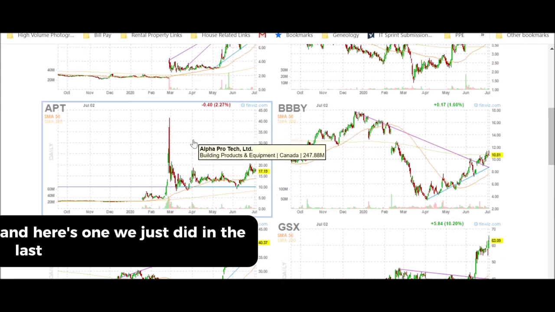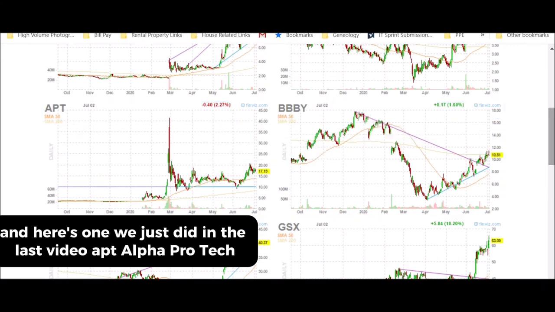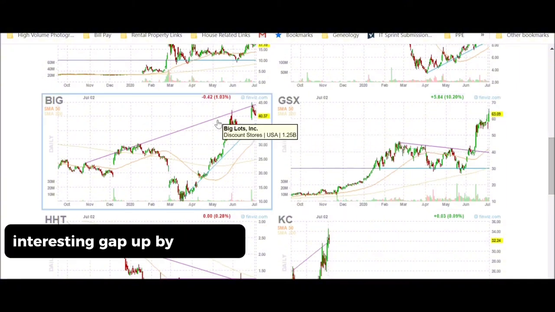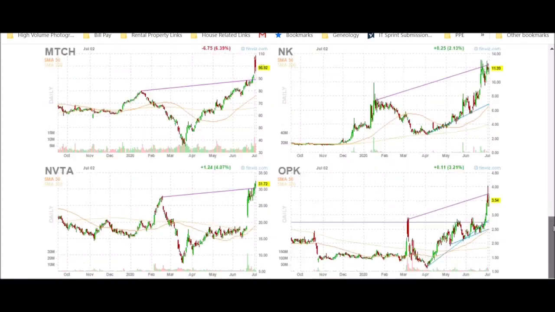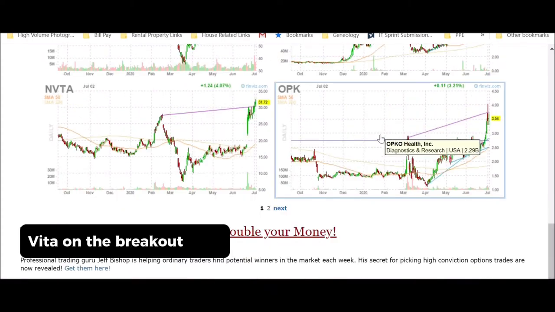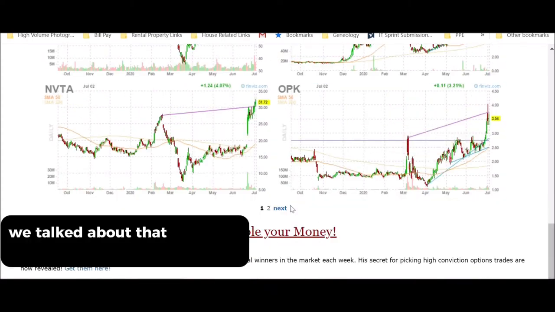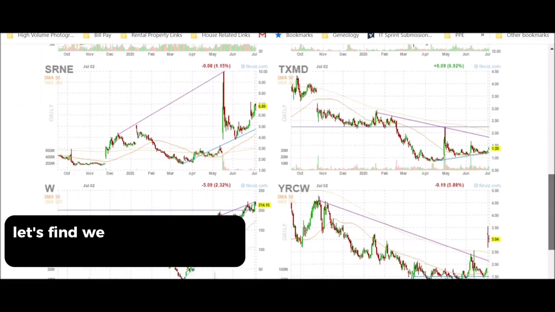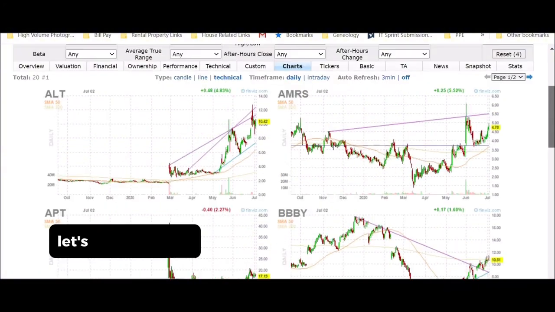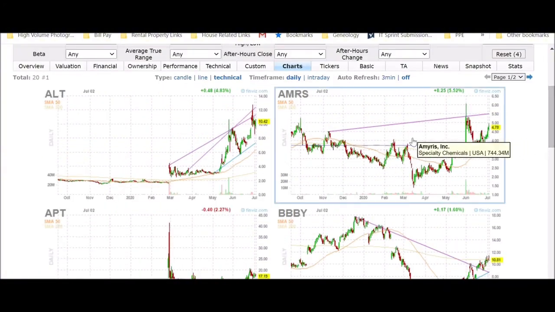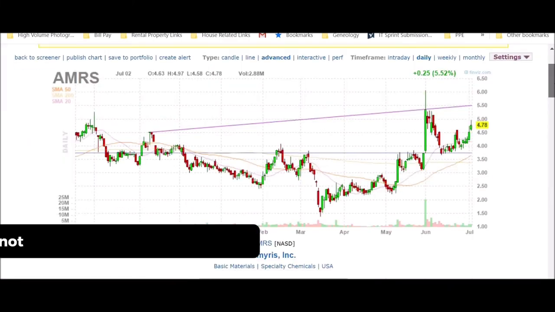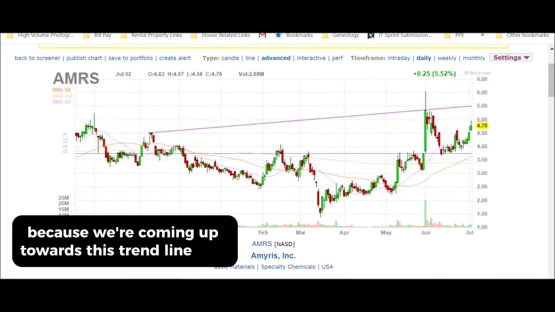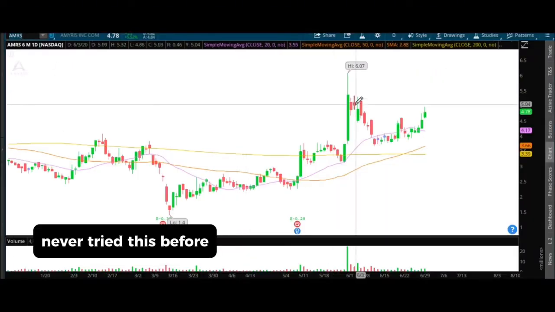And here's one we just did in the last video. APT, Alpha Pro Tech. Interesting gap up by Big Lots. Invite on the breakout. OPK, we talked about that in one of the last videos. Rite Aid, talked about that in the last video. Let's find one we haven't really looked at yet. Let's look at AMRS. Not the highest volume either, but let's go back and look because we're coming up towards this trend line here. Never charted this before.